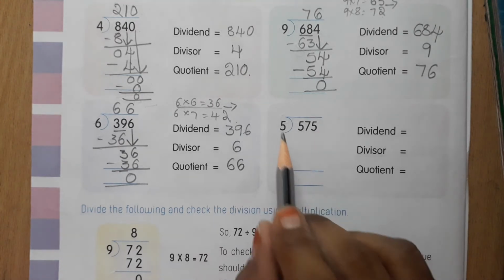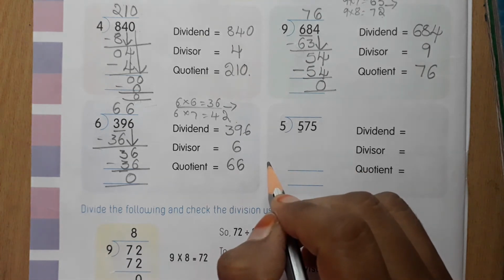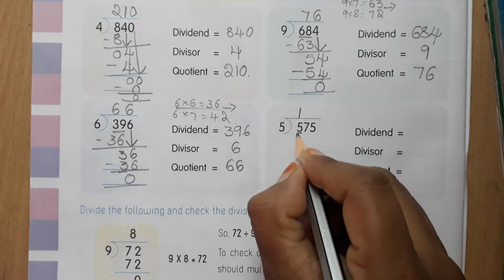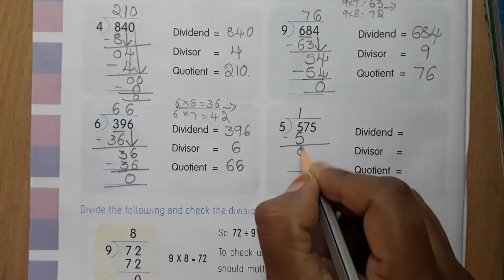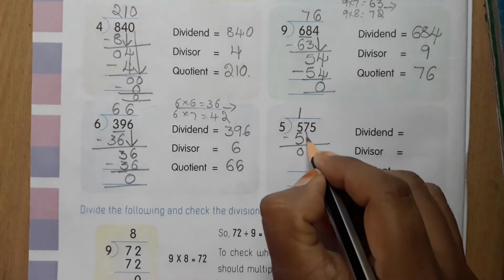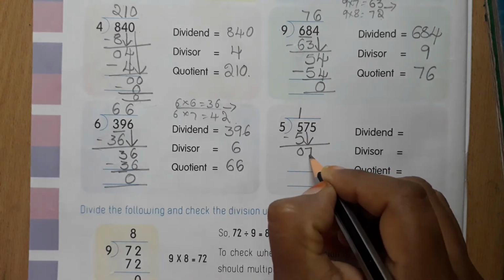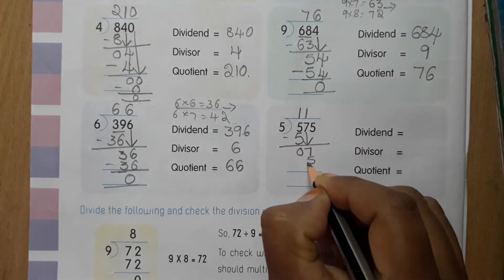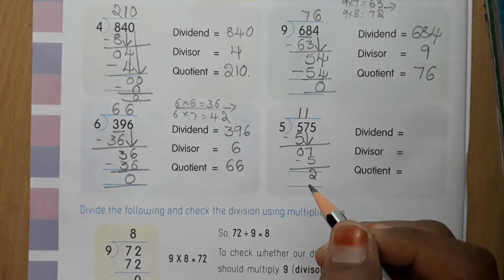The last one. 575 divided by 5. So 5 divided by 5. Is it possible or not? Yes, possible. How many times? 1 time. 5 ones are 5. 5 minus 5, 0. 0 divided by 5, not possible. So write down the next place digit. 7. 7 is not there in the 5 table. So again 5 ones are 5. 7 minus 5, 2.